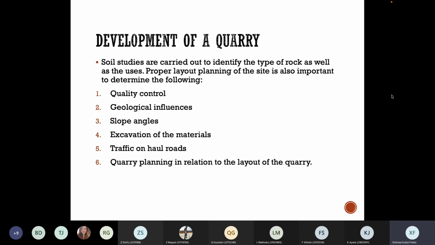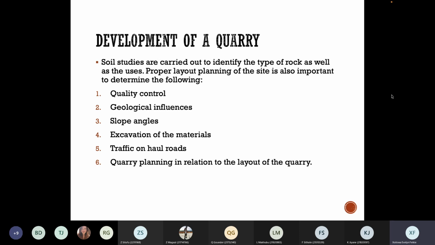Quarry planning in relation to the layout, the whole layout as well. If you're going to say this will be the layout of the quarry, this portion will be used for excavation, we're going to excavate from this point. This point we're going to use to crush and store that soil or the rocks or the aggregates for a specific time. And then the loading will happen here, and all of that needs to be planned accordingly so that you don't have issues.